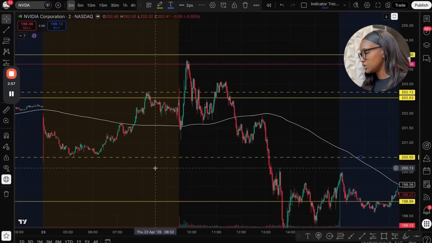You need other levels on your chart, and if you have a hard time with marking levels, you are in luck because I'm going to give you an indicator that's going to help you with that right now.